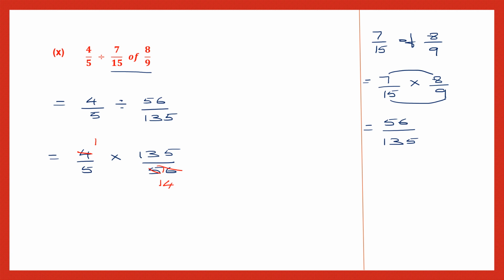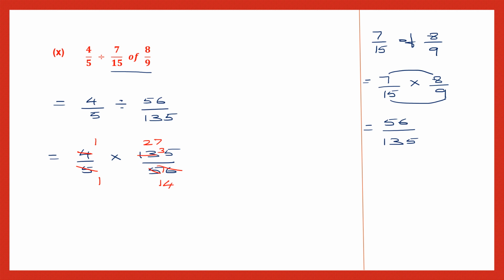Similarly, we can cancel for 5 and 135 also. 5 ones are 5. Now 135, take 13, only 13. So 5 twos are 10. 13 minus 10 is 3. So we put 3 there, 35. 5 sevens are 35. So 5 into 27 is 135. You can also do division and get this 27.